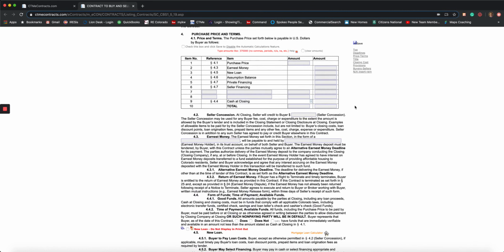Section 4, talking about purchase price and terms. So purchase price, obviously, whatever you and your buyer decide they want to go in on. Here's where you put the earnest money amount.